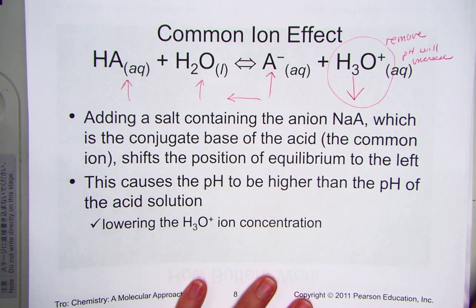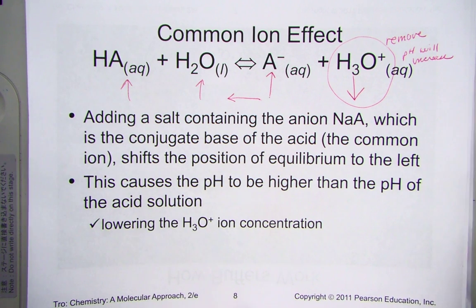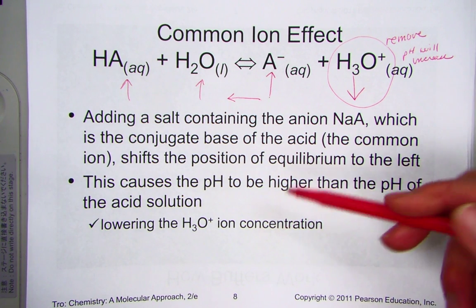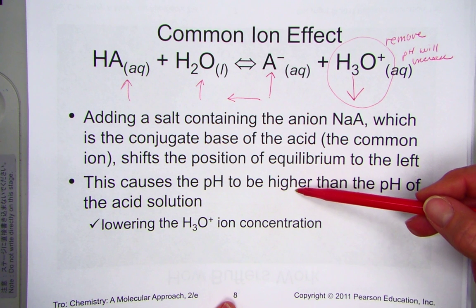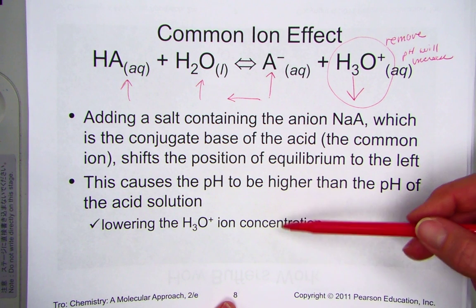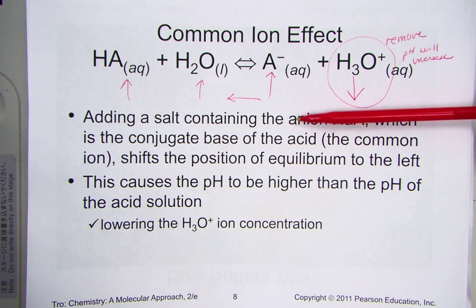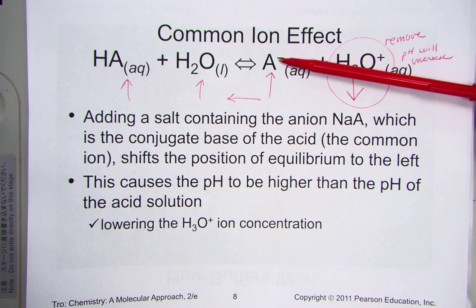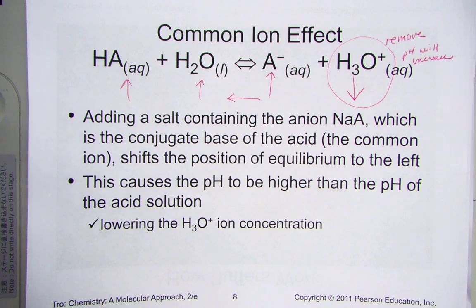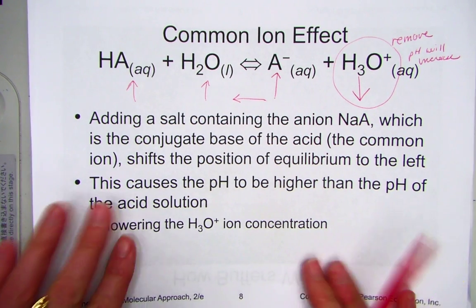acidic. Remember the pH scale, the lower the numbers, the more acidic it is. So the pH actually begins to rise closer to the 7 neutral point because we're removing hydronium ion. Common ion effect says if we add in an ion that's already in a solution, we're going to cause that equilibrium to swing.